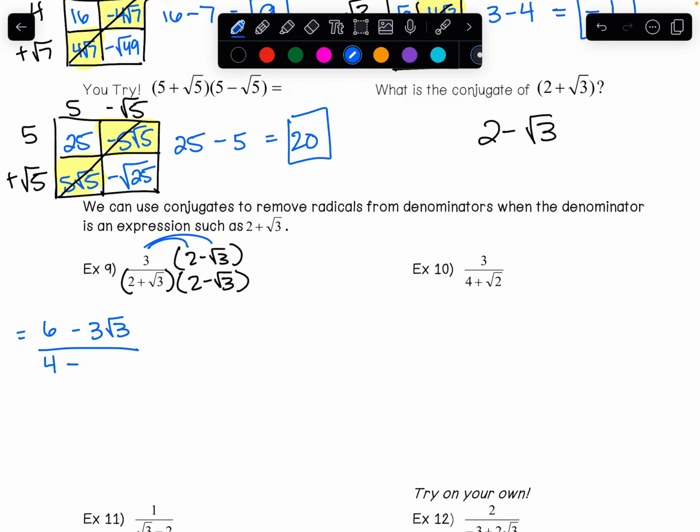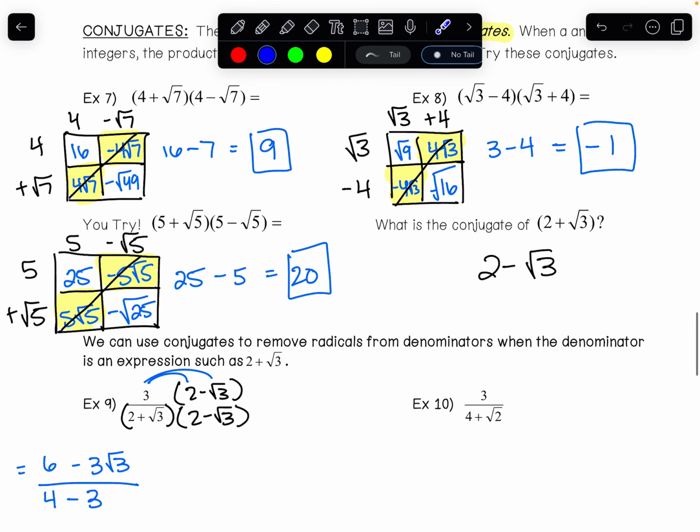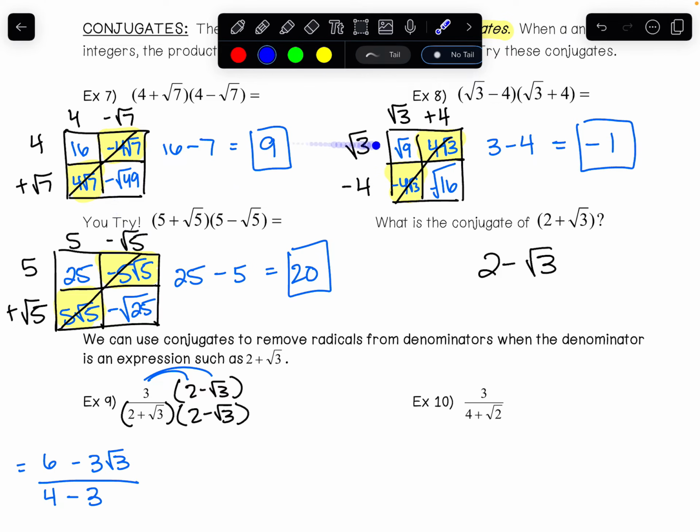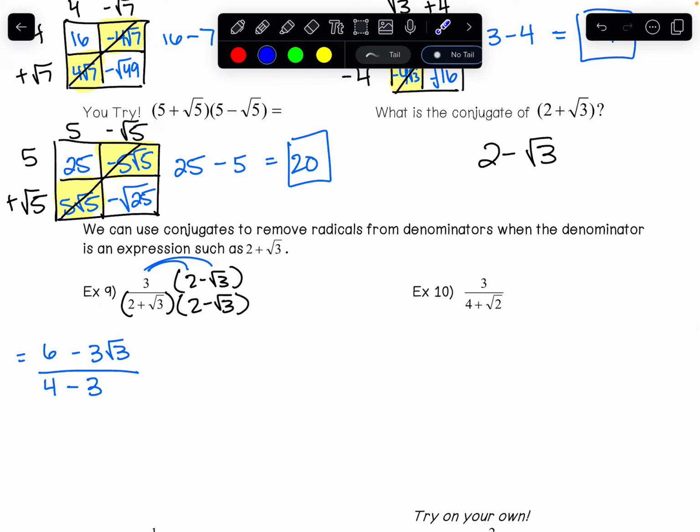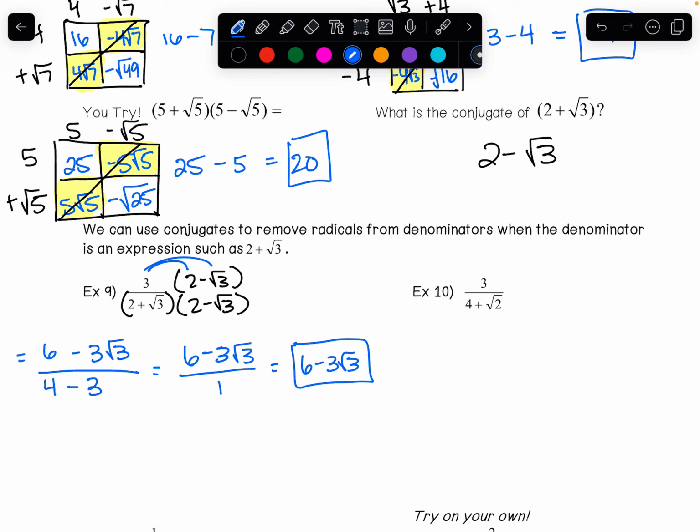What's the square root of 9? 3. If you're confused on how I got this, all I did was this work up here. If it helps you, write that work out. So I have 6 minus 3 square roots of 3 divided by 1, because 4 minus 3 is 1. So I'm going to have 6 minus 3 square roots of 3 as my answer.